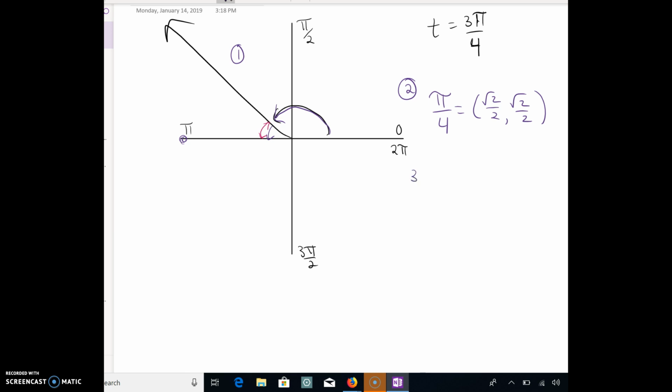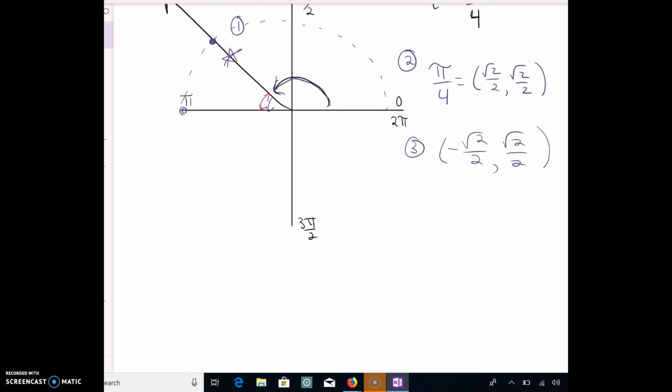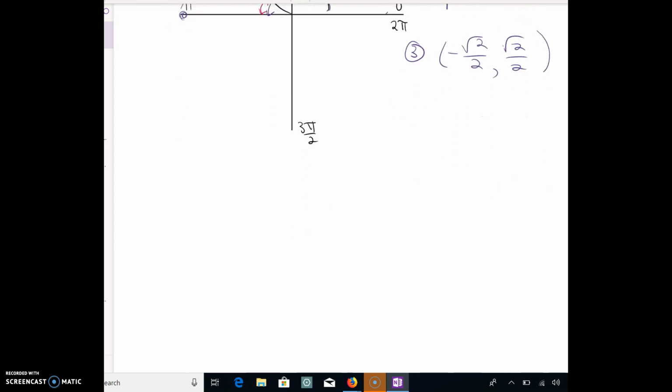Now step 3 says, let's use the quadrant that we're in to determine what the signs of our terminal point are going to look like. Because we're in quadrant 2, which is this quadrant over here, we're going to have negative x's and positive y's. So we have negative square root of 2 over 2 and positive square root of 2 over 2, which means if we're on the unit circle, this point over here on the unit circle corresponds to the ordered pair negative square root of 2 over 2 and positive square root of 2 over 2. And we're going to use all this information to help us figure out each one of the trig values, and that's part 4.